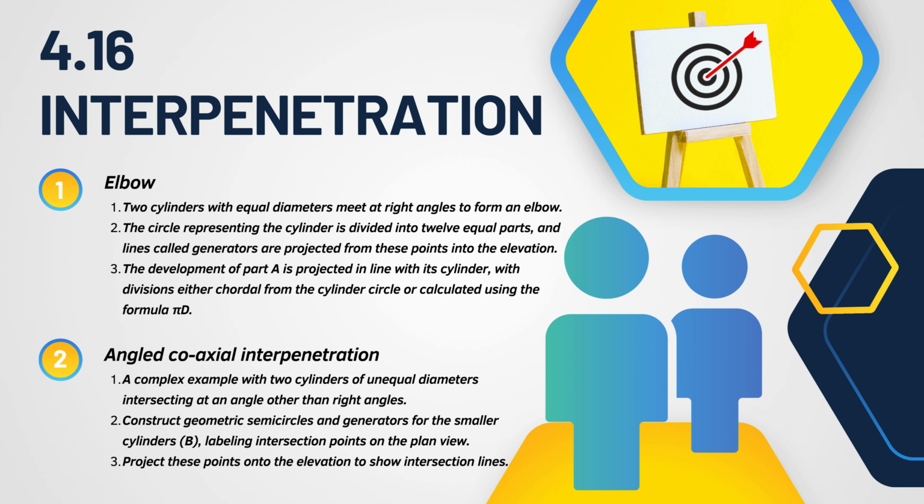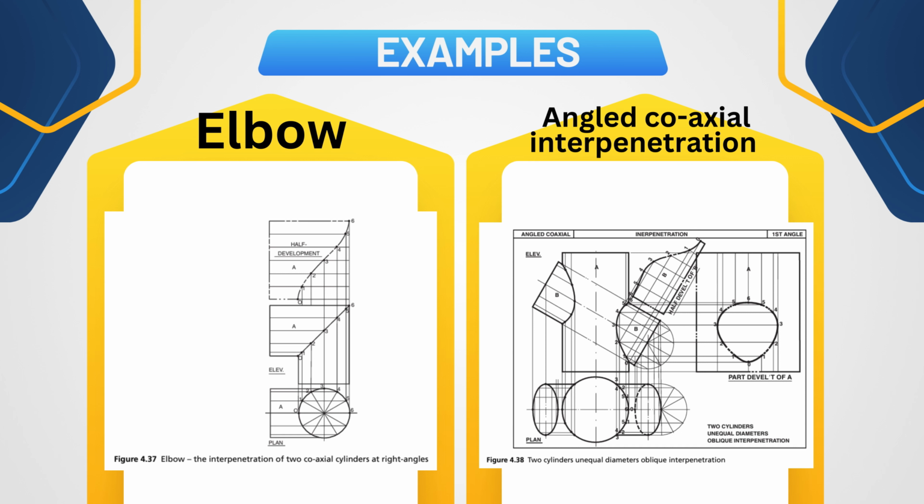Next, interpenetration. We divide this into two: elbow and coaxial interpenetration. We can see angled coaxial interpenetration and also elbow comparison examples.